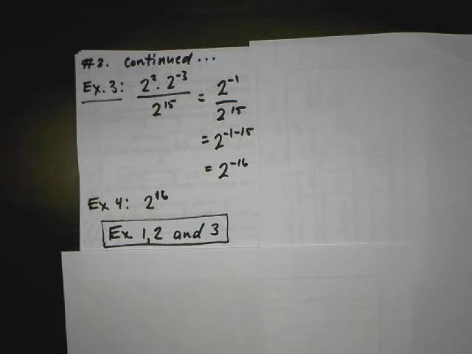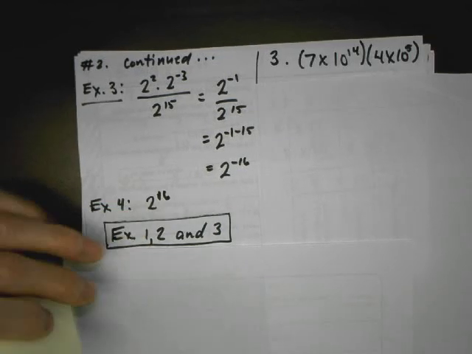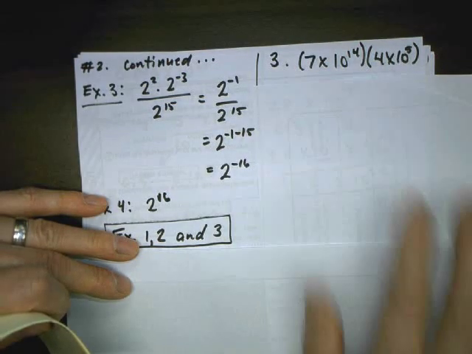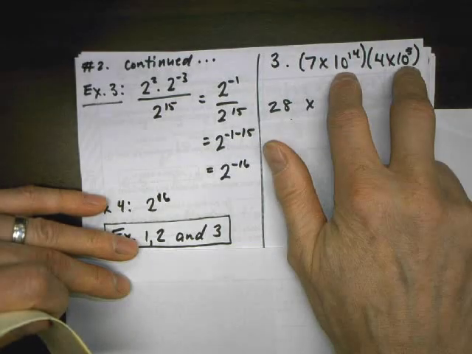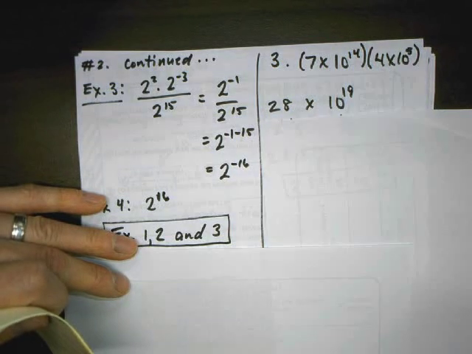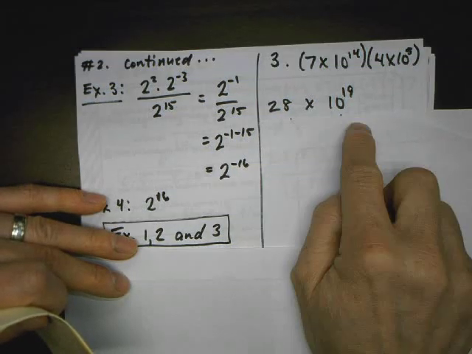Number 3, we're going to multiply these two numbers that are in scientific notation. So I multiply the coefficients first. I go 7 times 4, which is 28, and then 10 to the 14th times 10 to the 5th. I copy the base and add the exponents. But this is not in scientific notation yet.